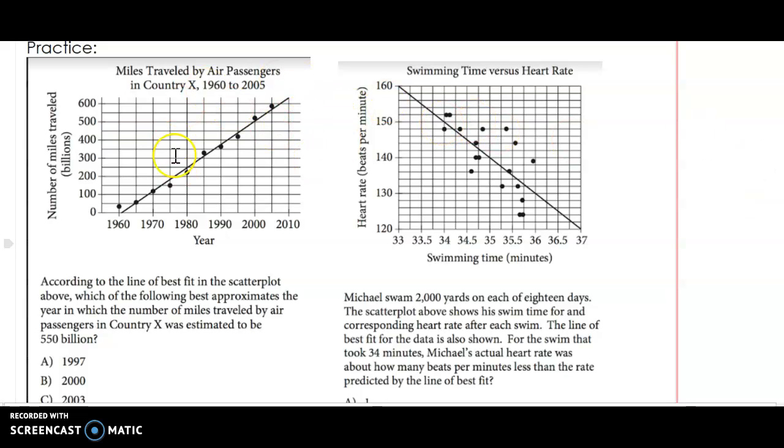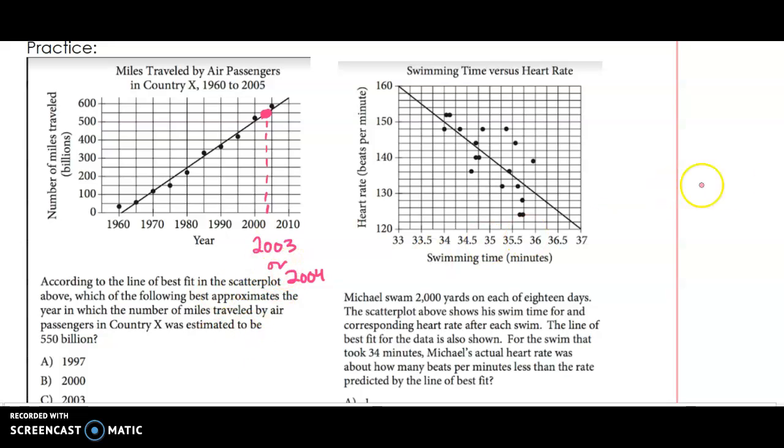I want us to try some on our own now. I want you to read the question on the left and see if you can answer it for me. Hopefully you found that y value of $550 billion, found where that intersected your line of best fit, and then went down to your x-axis to figure out what year this number of miles would be traveled by air passengers.